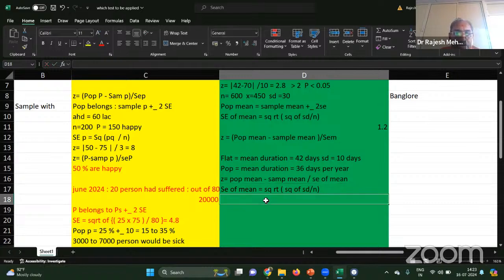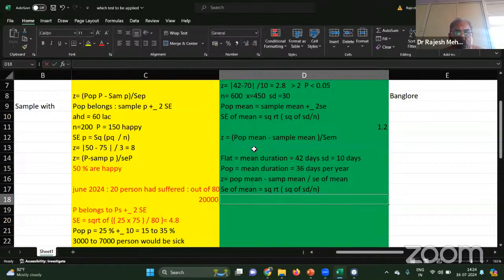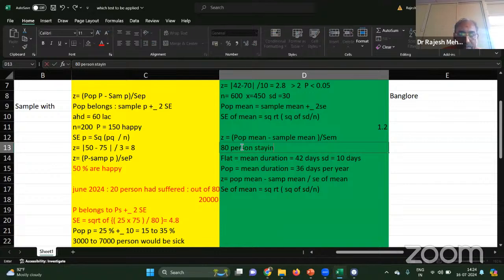In this case, let us find out the answer. The square root of, SD is 10, so square is 100, divided by N is 80, right? Because in the flat, 80% are staying in the flat.